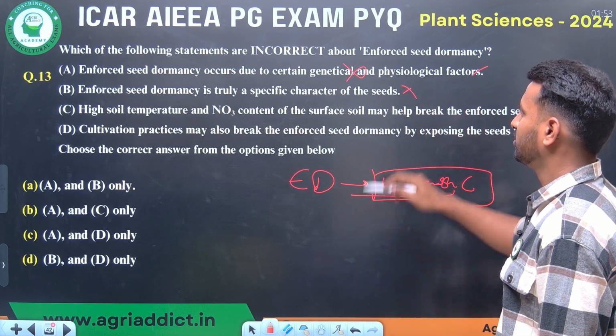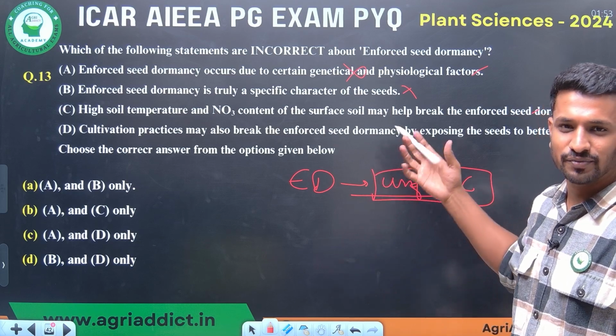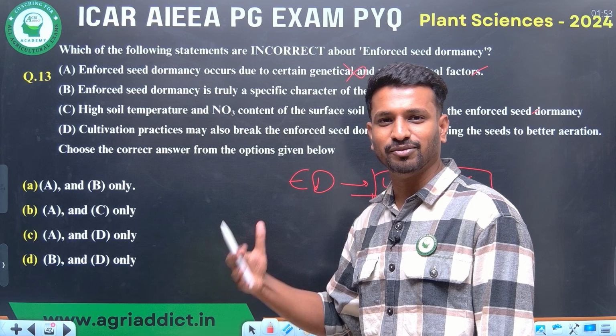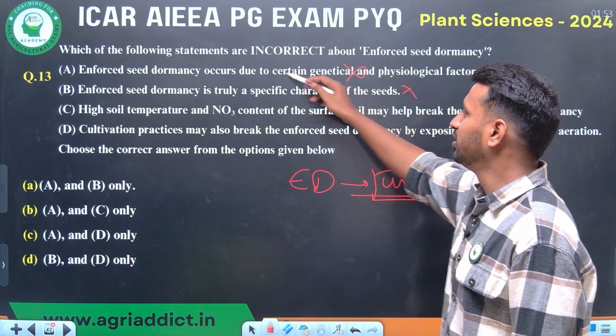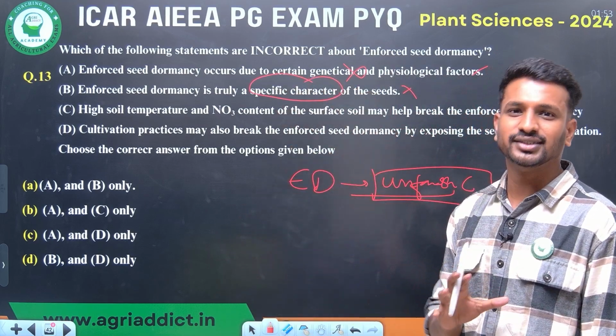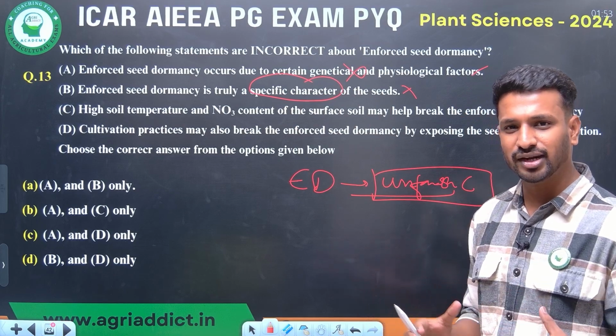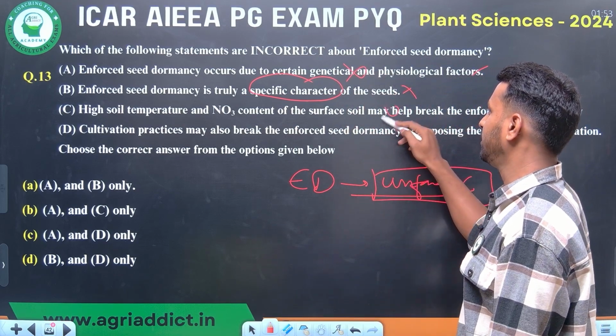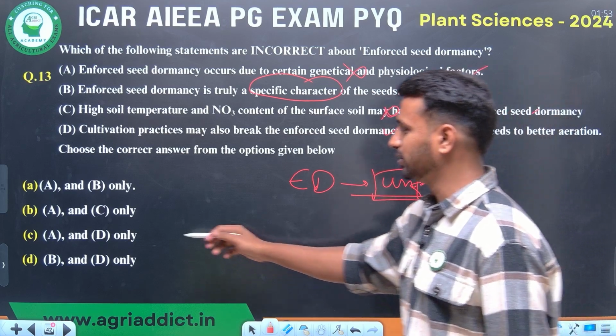Again, this is wrong. Since it is not genetical, it is not because of the inherent physiological activity. So this is not heritable from generation to generation, and it cannot be a specific character of the seeds. So it is a general character. If you provide the unfavorable conditions, all the varieties of the seeds will act in the same way. The answer is 3 and 4. That's it. Very simple.